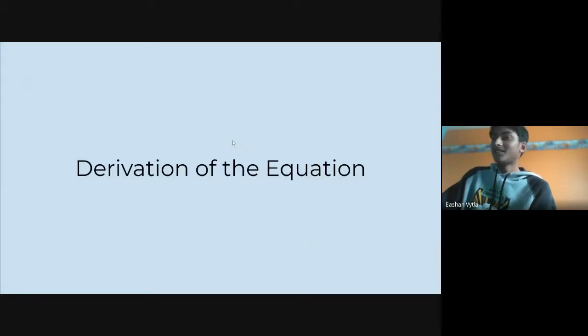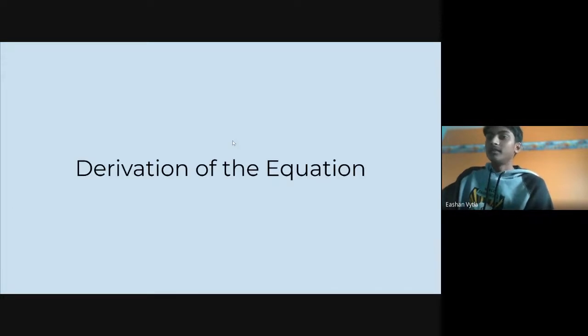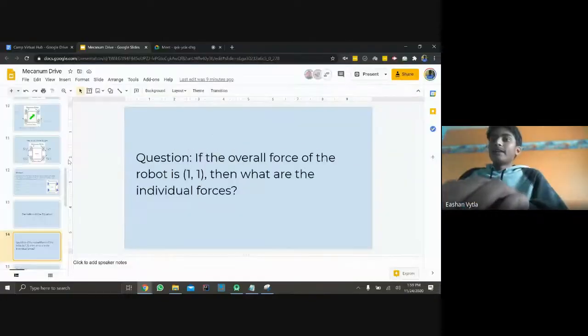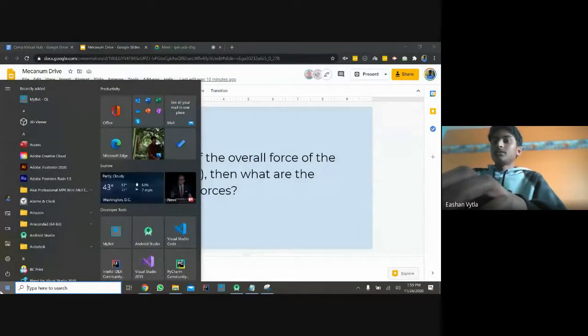Or let's first derive the equation. I mean, we kind of already derived it, but let's just make sure that everyone understands properly. So let me start off with the question. If the overall force of the robot is positive 1, which is a diagonal motion, then what are the individual forces? So let me just work through this.